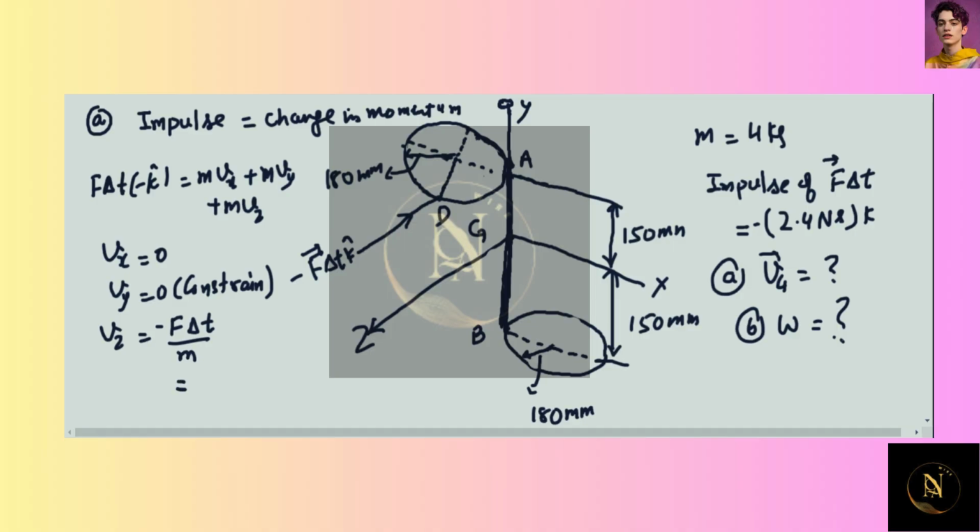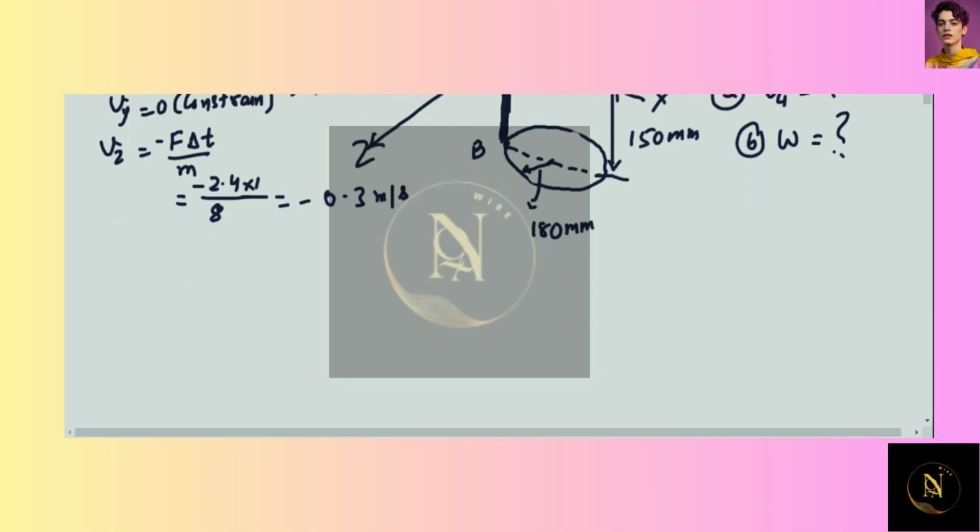Substitute the value. F is given, mass is given, 8, so it will be minus 0.3 meter per second. So the velocity of the center of mass can be written as 0 i cap plus 0 j cap minus 0.3 k cap meter per second. So this is the answer of part A.